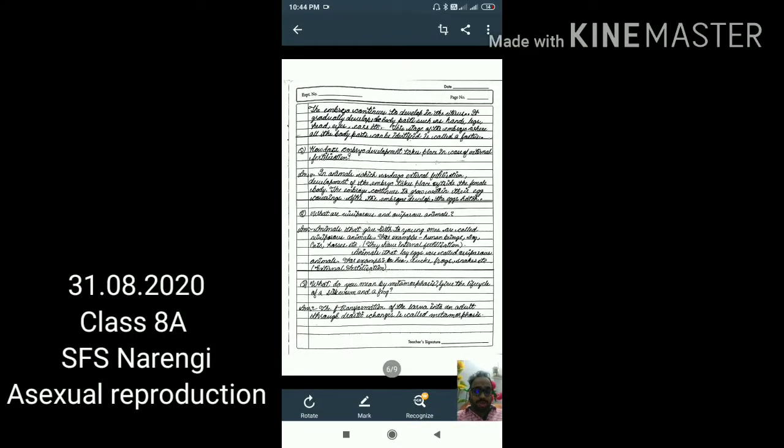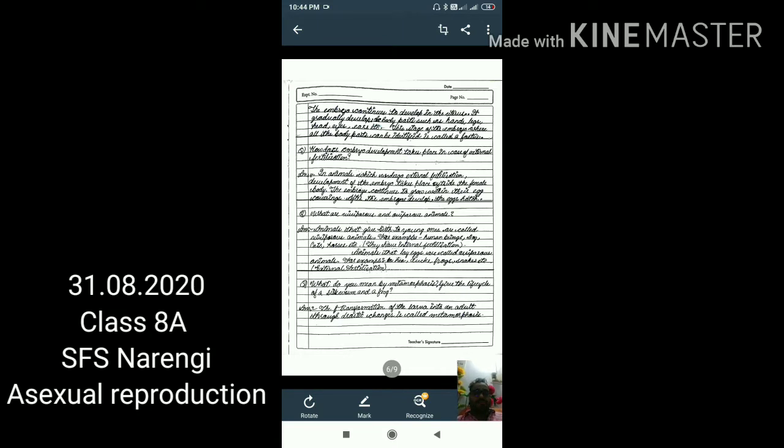Today we start the next topic, that is asexual reproduction. But before that we go to the previous topic which we discussed already, and that is embryo development, how embryo development takes place. In animals which undergo external fertilization, embryo development takes place outside the female. Fertilization that takes place outside the body is called external fertilization, whereas internal fertilization is fertilization which takes place inside the body. The embryos continue to grow within their egg coverings, and after the embryos develop, the eggs hatch. So that is the concept of embryo development we discussed in the last class.